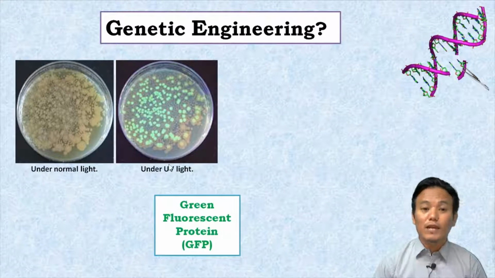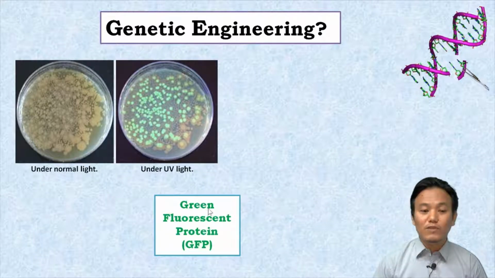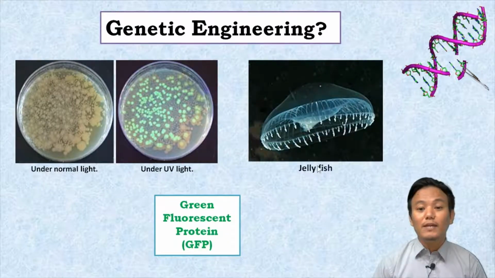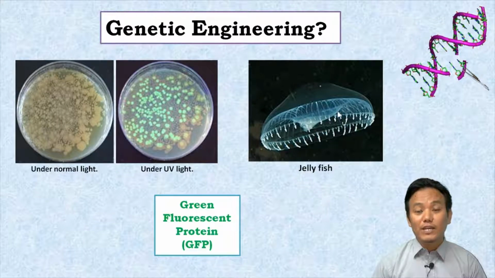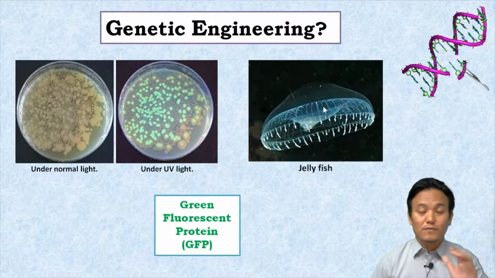under UV light. Now, where did the scientists get the gene for green fluorescent protein from? The scientists got the gene from marine organisms like deep sea jellyfish. These deep sea jellyfish naturally contain the gene for green fluorescent protein, and they glow in the dark marine environment.